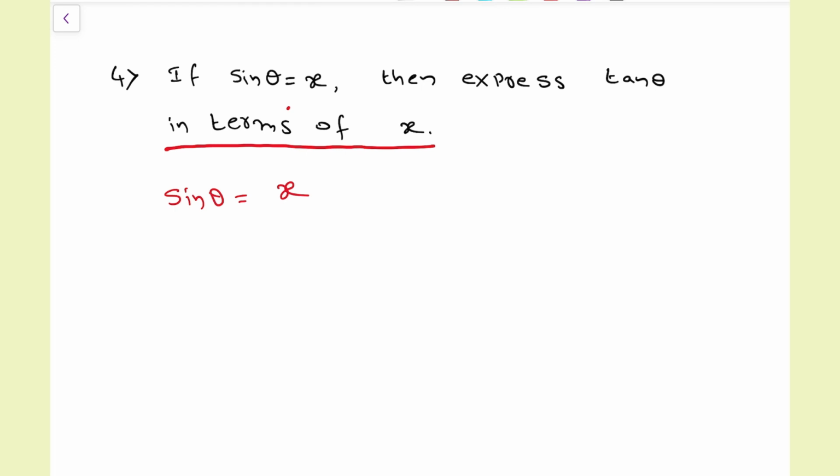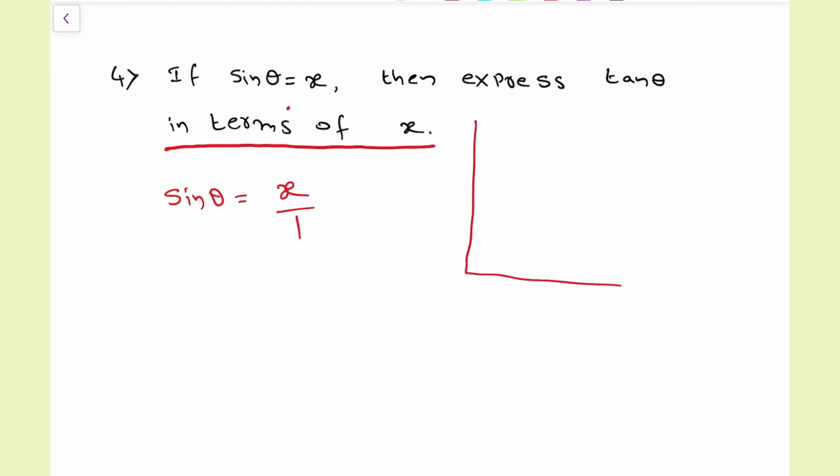Already of course he gave it in the question itself, but sometimes he won't give it in the question. Simply he will give it like express tan theta in terms of sine theta, express cot theta in terms of cosec theta, like that only. So always remember after the "in terms of" words, whichever trigonometric ratio is there, you make it equal to x. So now this sine theta equals x, that x also can be written as x by 1.